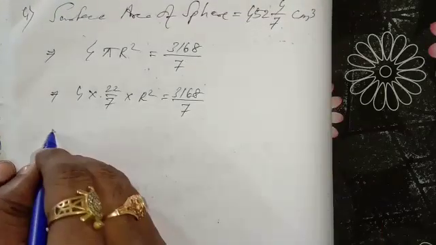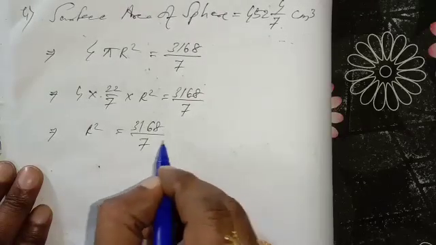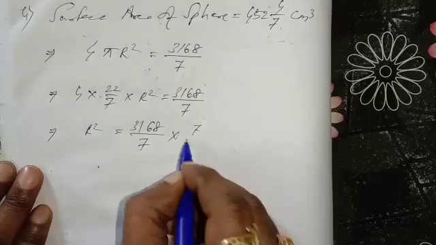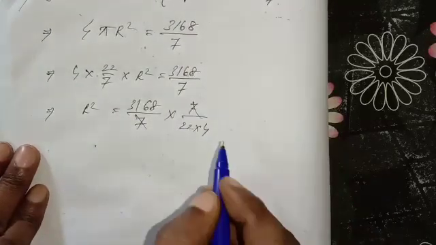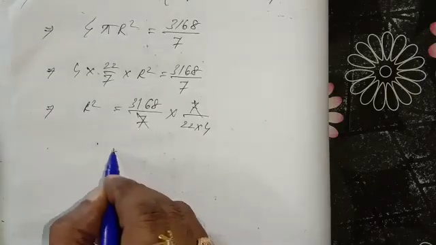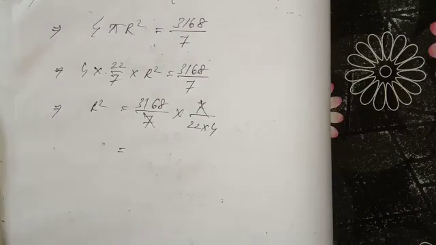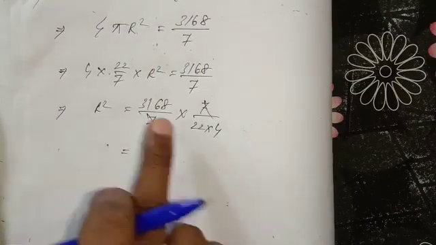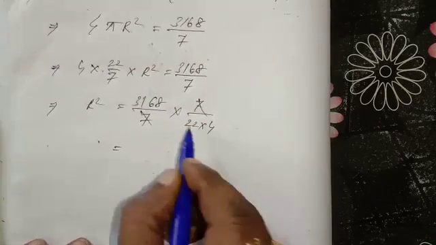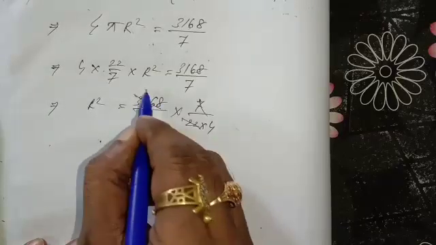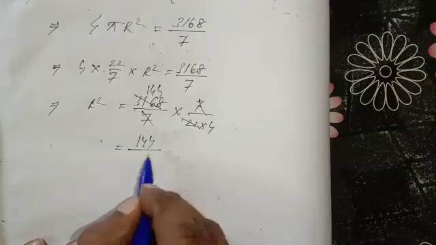After that you will find r square. R square is equal to 3168 by 7. This 7 will go off, and 22 into 4. Yes or no? 7 cancel. Now divide 3168 by 22 and check how much you are getting. If you divide by 22, it will be 144. So finally you are getting 144 by 4.